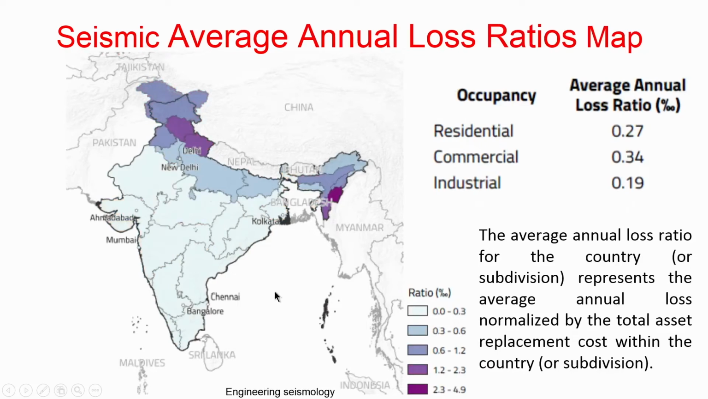Similarly, the seismic average annual loss ratios show which places get more loss and which get less, comparing the highest and lowest in the region. The annual average loss ratio of the country or subdivision represents the average annual loss normalized by the total asset replacement cost within the country. This is how they arrived at it. You can see residential, commercial and industrial, and how much is commercial. Industry is actually very little.